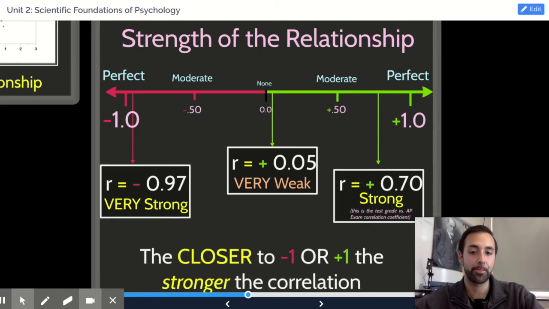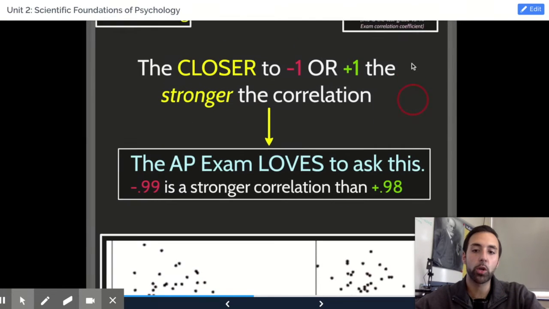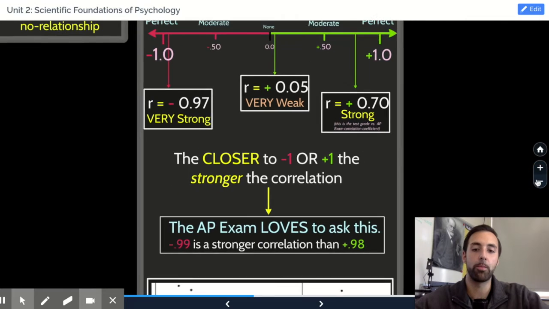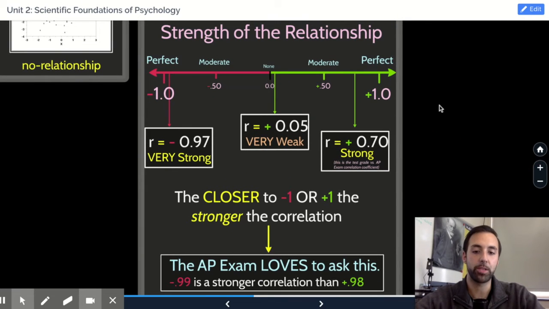And the College Board loves to ask this: occasionally they'll provide you a multiple choice question and it'll have five values. And the question will be, which of the following indicates the strongest correlation? It doesn't matter whether the value that is provided is positive or negative. That has a totally different relationship here. We'll talk more about what that positive and negative is in just a minute. But whichever one is closer to either negative one or positive one would mean it has a stronger relationship. So negative 0.99 would indicate a stronger correlation between two variables than positive 0.98.